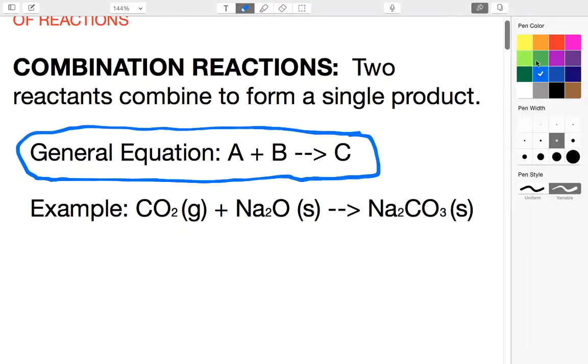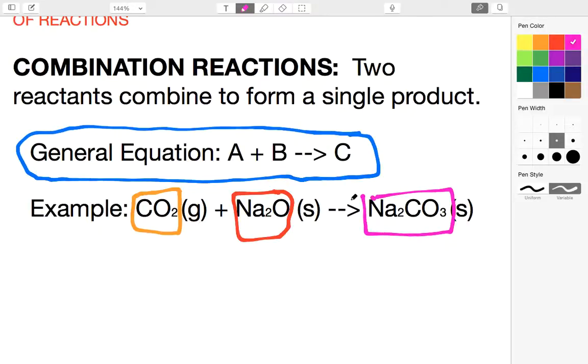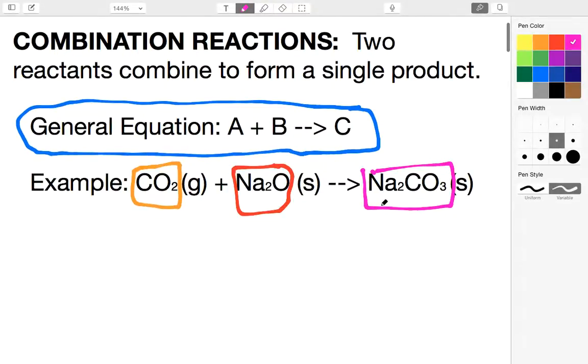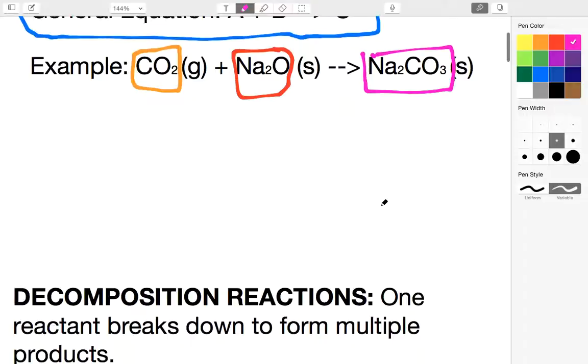So if I color code everything, hopefully you'll be able to see this quite clearly. So here I start with CO2 and Na2O, which I'm going to make red. And at the end of this reaction, I have Na2CO3, right? So anytime I see two reactants forming one product, that tells me it's a combination reaction. On to the next one.